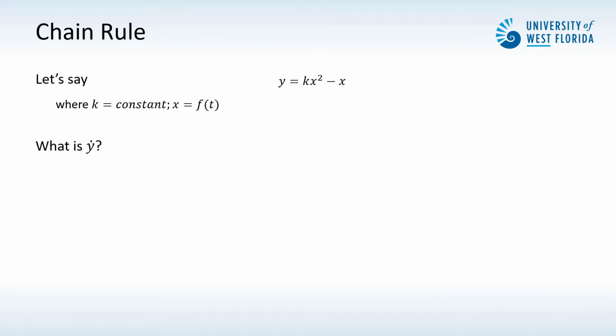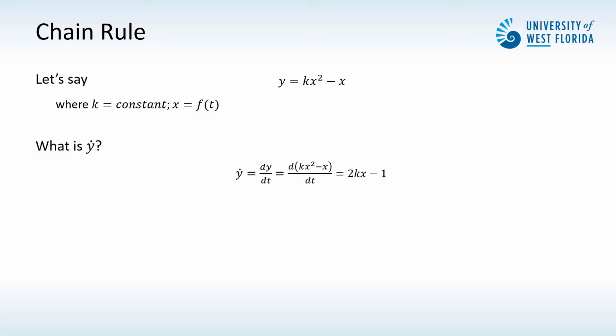In dynamics, we also use the chain rule and the product rule quite a bit. Let's do an example using the chain rule first. Let's say that y equals kx squared minus x, where k is a constant and x is a function of time. What is y dot? Well, y dot is dy dt, which is the derivative of kx squared minus x with respect to time. How do we take this derivative?